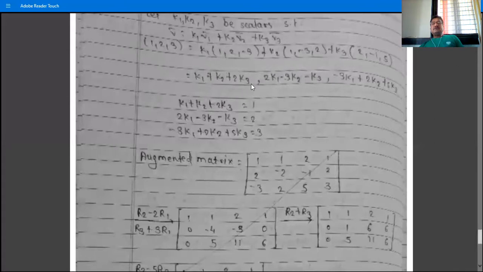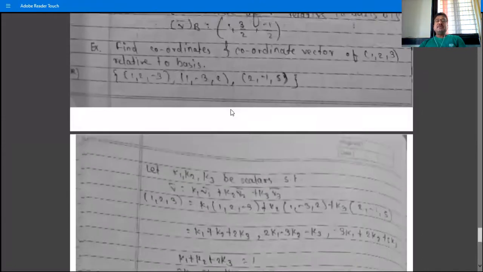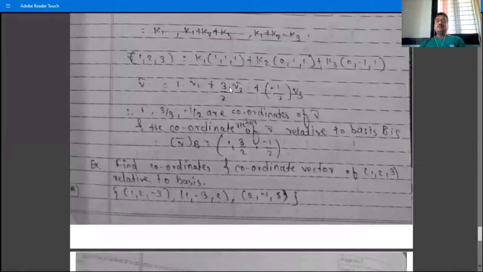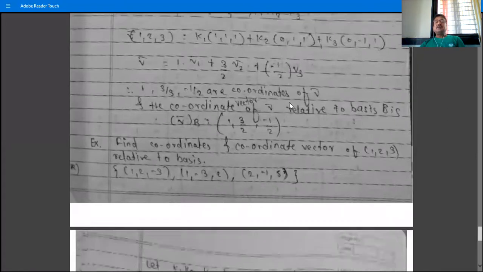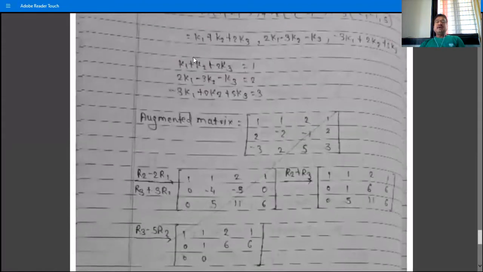We have k1 + k2 + 2k3 is 1, 2k1 - 3k2 - k3 is equal to 2 and -3k1 + 2k2 + 5k3 is equal to 3. And we have the system. We have to solve this system. Similar example here, apply the same procedure. We solve the system by using the Gauss elimination method. We have the values of k1, k2, k3 as 1, 3/2 and -1/2. So here we have to solve this non-homogeneous system.